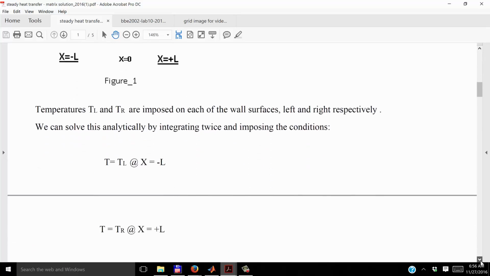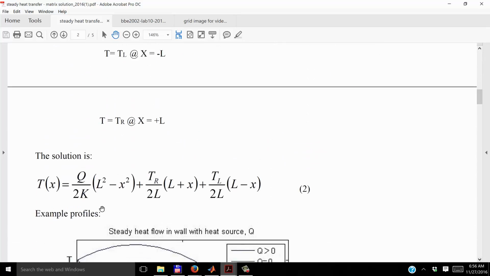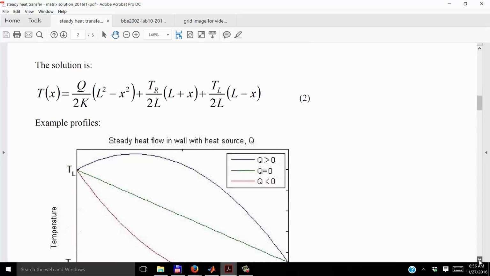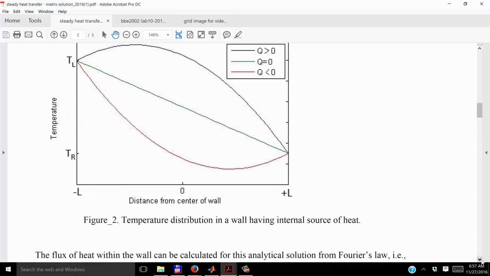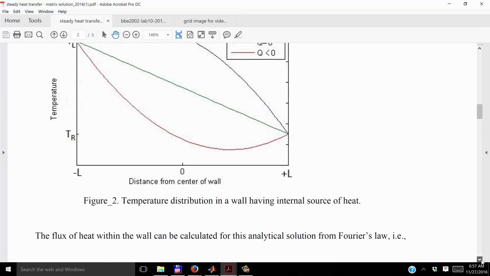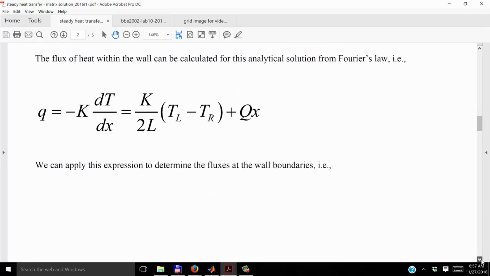There is an analytical solution for this equation, and that's given here. It's a second order polynomial, and we can see that depending on the value of Q, if Q is equal to 0, we get this straight line distribution of temperature in the wall. If Q is positive, then we get a bump up, and if it's negative, we get this depression below for the temperature distribution. All right.